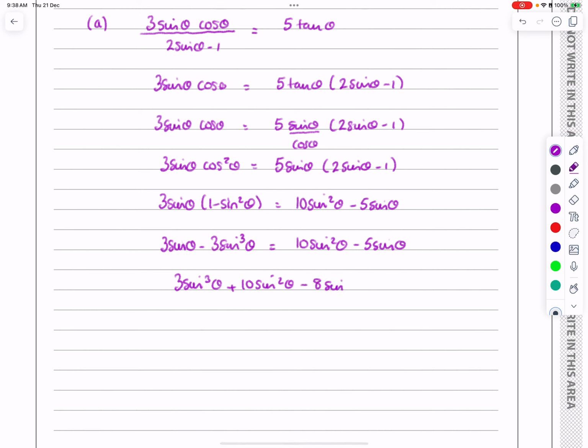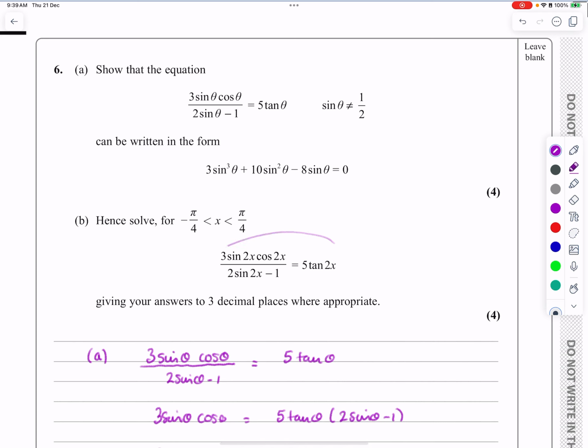Okay, let's have a look at part B. Part B says, okay, let's see if we can solve an equation now. X is going to be between minus pi over 4 and pi over 4. So we're working in radians. Change the calculator to radians. Solve the equation. And then if we look at this one and we compare it to that one, it's pretty much identical. We just need to replace theta with 2x.